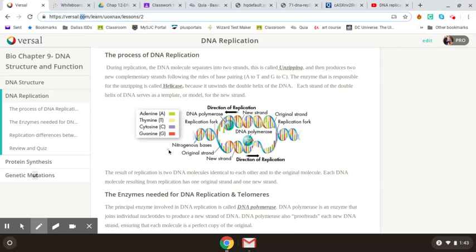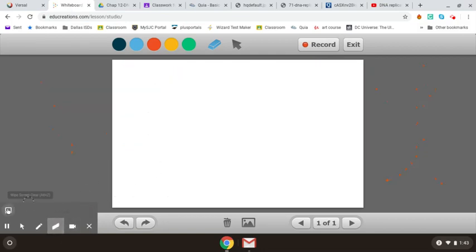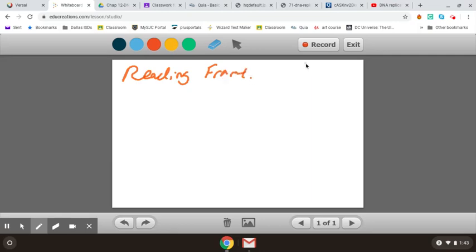Now, one thing that we have to know about DNA is the structure and what we call the reading frame. We'll get back to polymerase in a minute. So let's talk about something called the reading frame of DNA. DNA is said to be read in what we call a 5' to 3' direction.